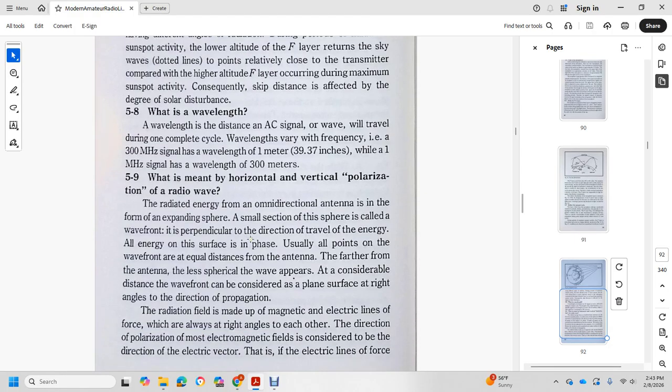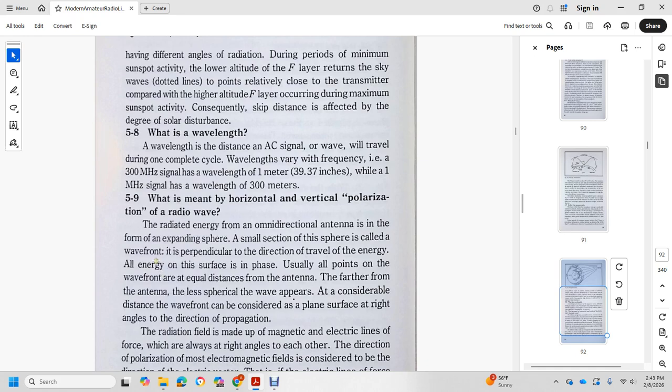What is meant by horizontal and vertical polarization of a radio wave? Radiation energy of an omnidirectional antenna is in the form of an expanding sphere. A special section of the sphere is called the wavefront, perpendicular to the direction of travel of the energy. All the energy is in phase. Usually all points on the wavefront are equal in distance from the antenna. Further from the antenna, the wavefront is less spherical, and at a considerable distance away it becomes a plane surface at a right angle to the direction of propagation.